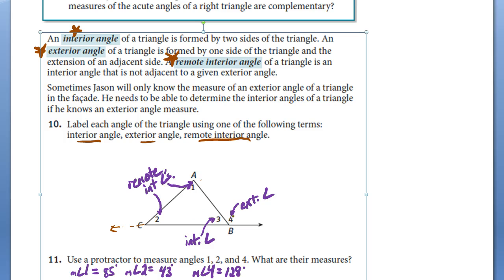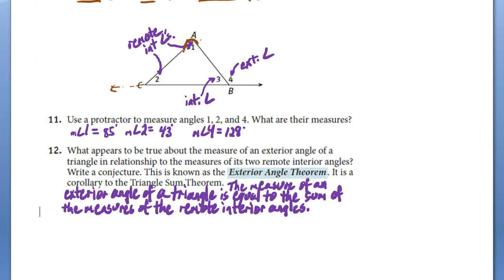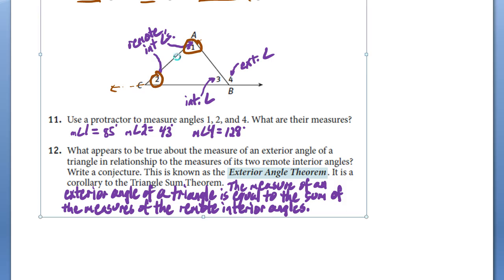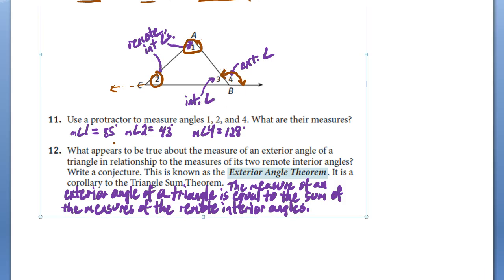Number 11, use a protractor to measure angles 1, that's this one, 2, that's this one, and 4, this one out here. So on the video, I can't really show a protractor easily on the screen, so let me just tell you that the numbers turned out to be 85 degrees, 43 degrees, and 128 degrees.